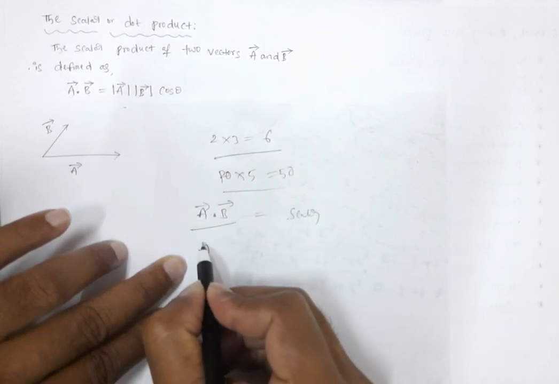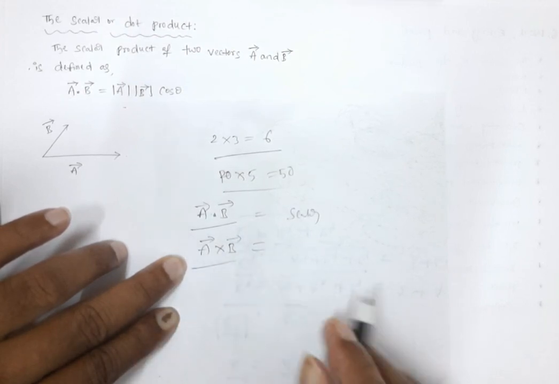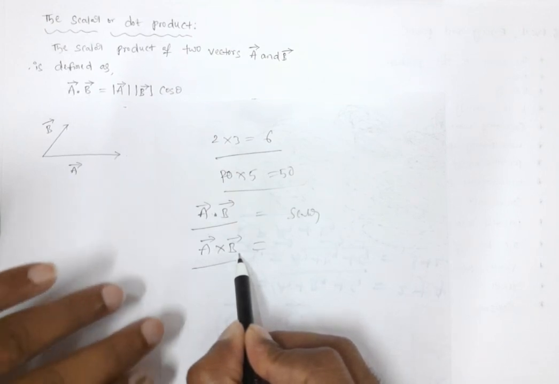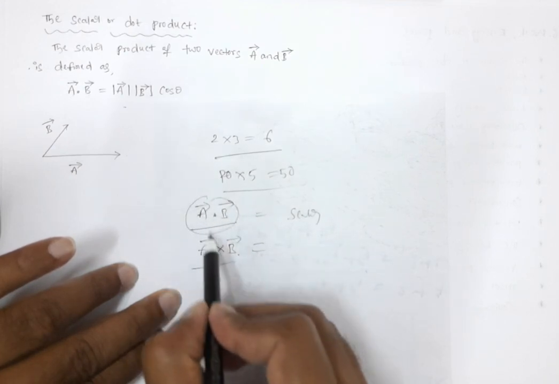And we also have another product, that is cross product. You can write a bar cross b bar. This is called cross product, or it is also called as vector product. This you will learn in the upcoming chapters. So vectors can be multiplied only two ways, either dot product or cross product.